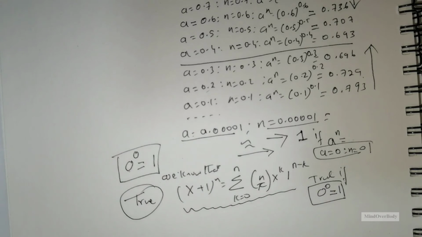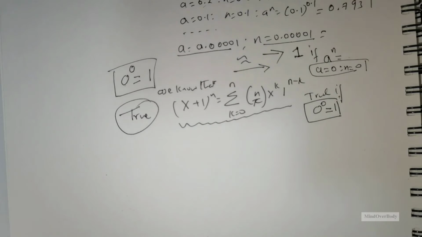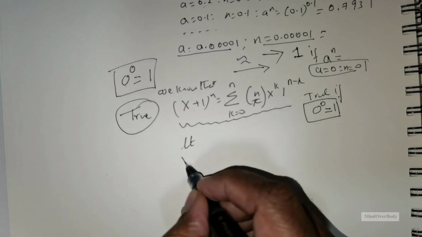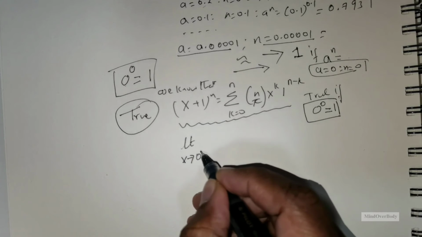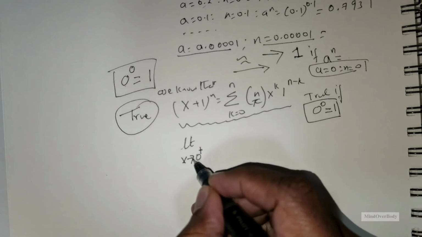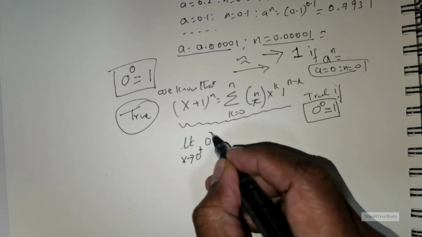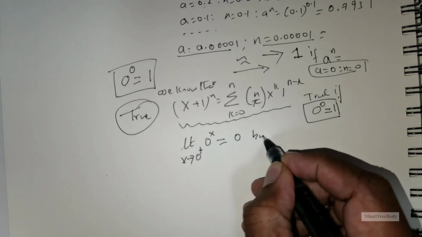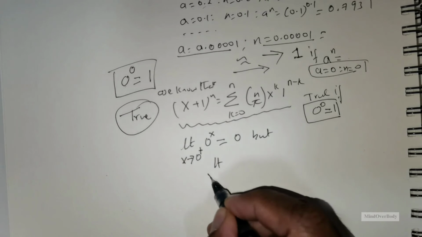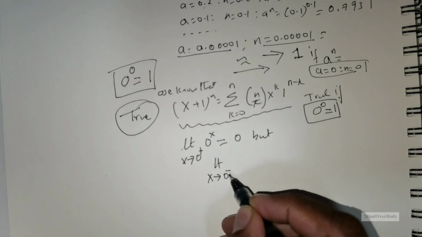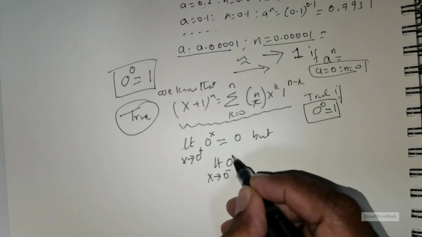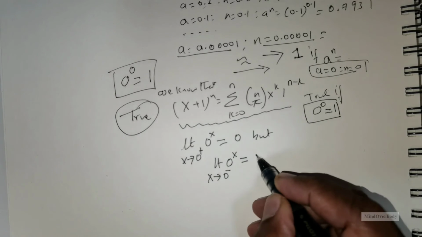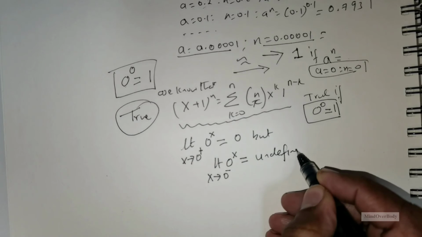But on the contrary, this is a very important observation you have to know. If you are using the concept of limits, and if x were to approach 0 from the right side, then 0 to the power of x will be equal to 0. But for the limit x tending to 0 from the left side, 0 raised to the power x will not be 0. It would be simply undefined.